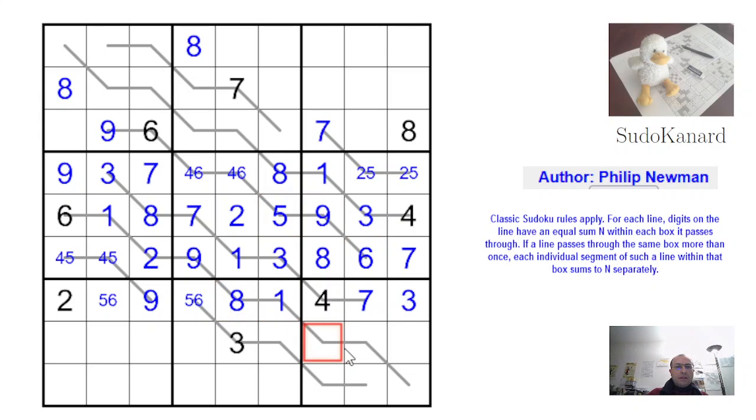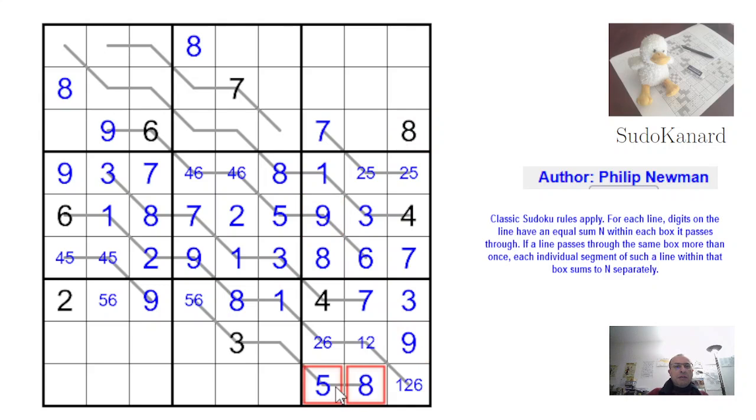And now 9. Those 3 digits can't be 1, 3, 5. They must be 1, 2, and 6. That's not 1. That's not 6. Here we need, well, we need 8 there. 9 goes there, and this is 5.